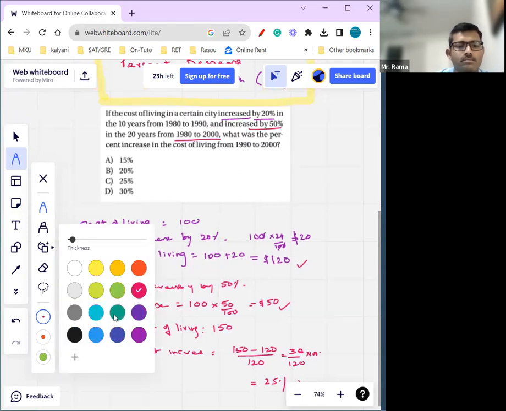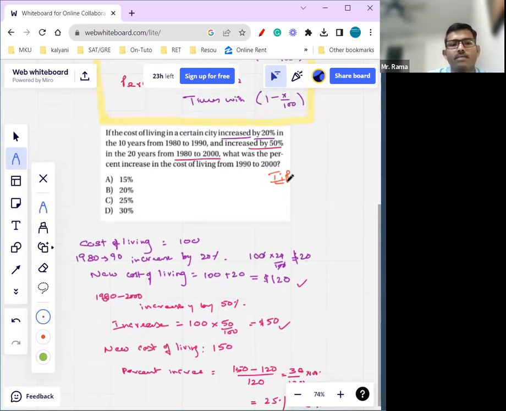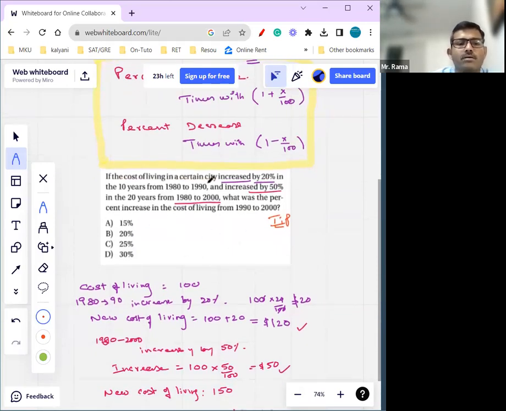So let's take color orange. Okay. So if I look at it, go back here, it says percent increases, I multiply with 1 plus x over 100. That means, let's say my cost is $100 times 20% increase. 20% increase means I want to multiply with 1.2. Everybody understand how I got the 1.2? So 20% increase, I'm going to multiply with 1.2. Because 20% increase. So if I multiply that one, I'm going to get $120.